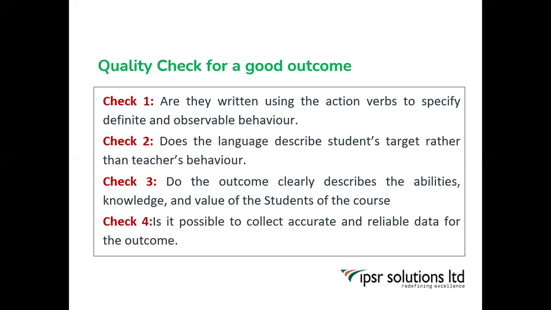Then the third check: does the outcome clearly describe the abilities, knowledge, and values of the students of the course? Whether it describes the abilities, the knowledge, or the attitude. The fourth check: is it possible to collect accurate and reliable data for the outcome? Once you design the outcome, definitely you have to assess the outcome attainment. So is it possible to collect accurate and reliable data for the outcome? These are the four checks to identify whether a course outcome is good or bad.